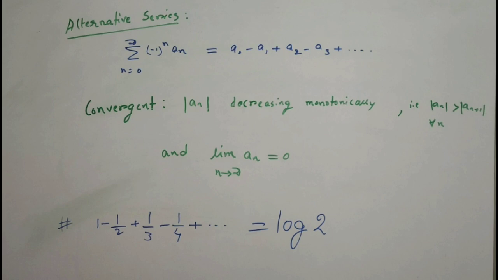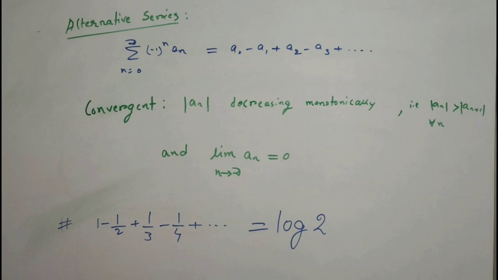Alternating series. In an alternating series, we have alternating signs, like plus a0 minus a1 plus a2 minus a3 plus dot dot dot, and here all the a_i's are positive numbers. This series will be a convergent series if the mod of a_n is decreasing monotonically and the limit as n tends to infinity equals 0. For example, we can see that 1 minus 1 by 2 plus 1 by 3 minus 1 by 4 plus dot dot dot. This is a series of log 2. So this series is converging to log 2.